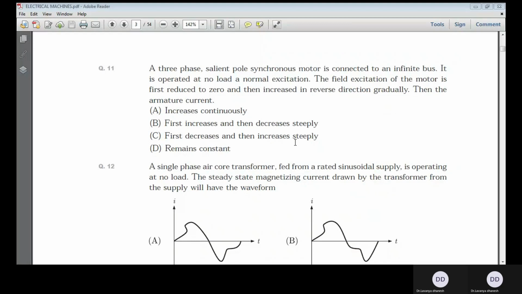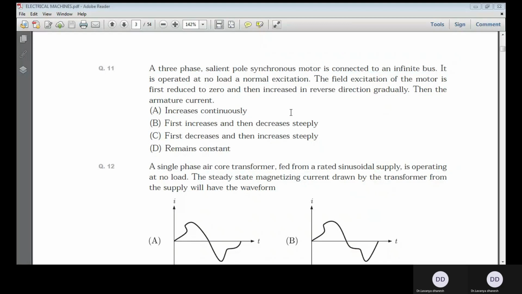A three-phase salient pole synchronous motor is connected to an infinite bus. It is operated at no load under normal excitation. Next, the field excitation of the motor is first reduced to zero and then it is increased in the reverse direction. So what will be the armature current, they are asking. Synchronous means it's a constant speed motor. Initially there is no load. So what will happen to the armature current is the question.